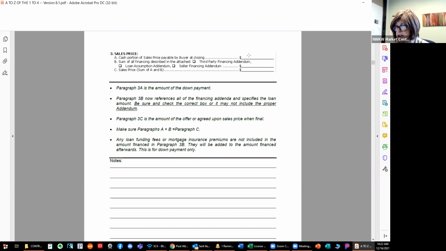So put the cash portion, the amount financed, and then the offer price goes in 3C. Make sure A and B equal C, and you're in good shape. Any loan funding fees or mortgage insurance premiums are not included in this. That's separate from this, but this is strictly down payment, financed amount, and the total price.